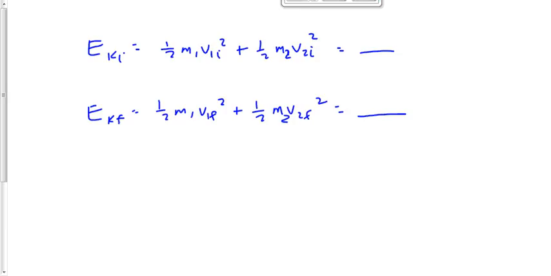Okay? So, if they stick together, it's inelastic. If they bounce apart, you've got to do the calculation. If you do the calculation because they bounce apart, and EKI equals EKF, then it's elastic.